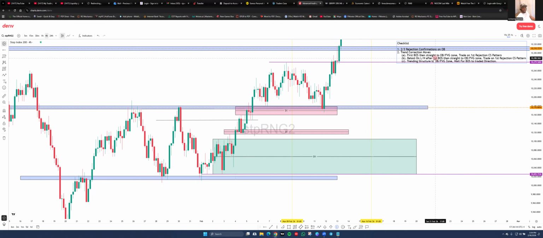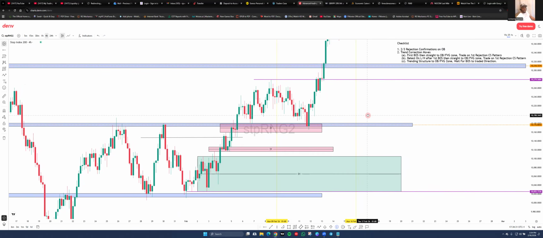So the third rule is when it has a trending structure to the OB or the FVG zone, wait for a break of structure in your traded direction, okay? I hope you understand that.